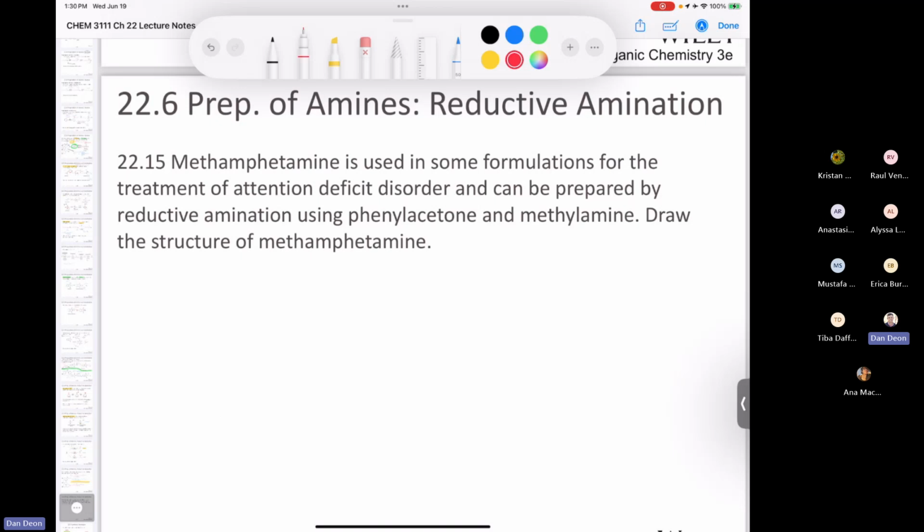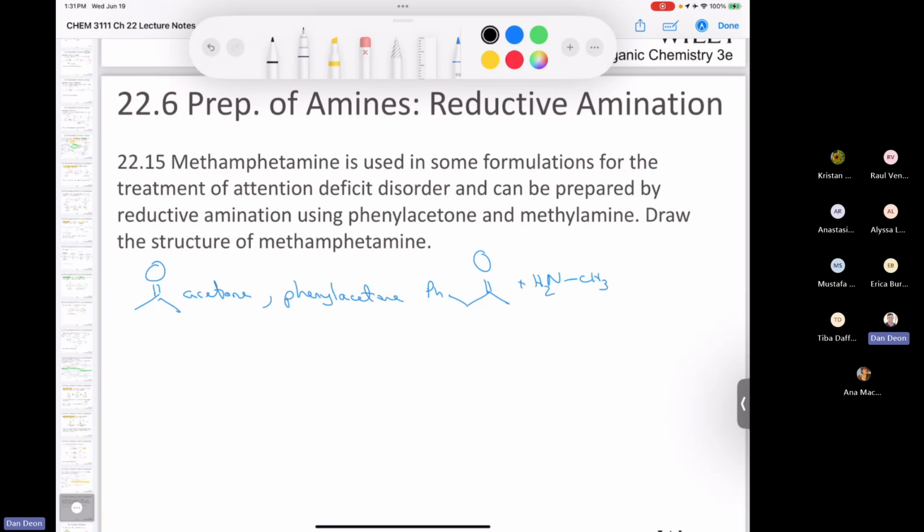So phenylacetone, you guys all know what acetone is by now. So acetone is this. It's propanone. So if this is acetone, phenylacetone is just this. You take acetone and you put a phenyl group on it, okay? And then it says it's the reductive amination between phenylacetone and methylamine. Well, you know what methylamine is now. It's just CH3NH2. So if you do a reductive amination between those two, you should end up with methamphetamine.